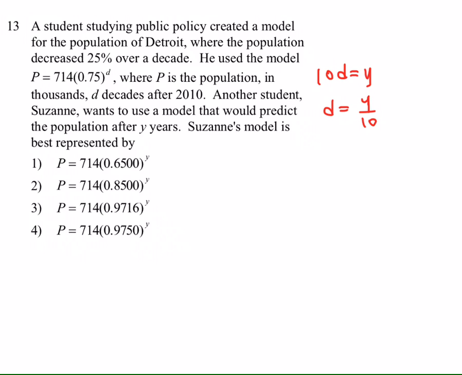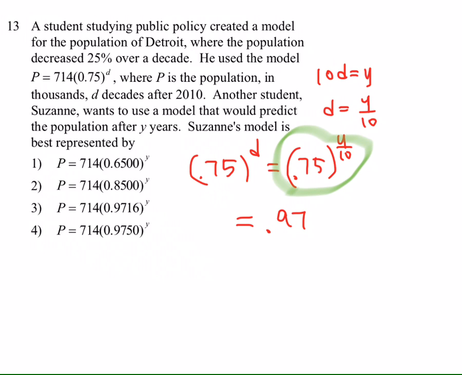So what we can do is, we know that the function was 0.75 to the d. In place of d, we can put down y over 10 because they're the same values. Now, when you focus on the 0.75 to the 1 over 10th power, if you put that into your calculator, then we get 0.9716 to the y power. So we get choice 3 as our answer.